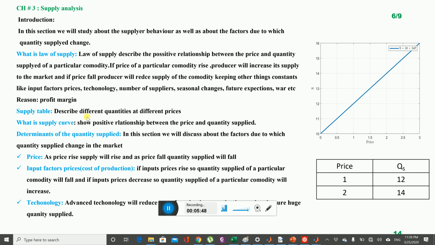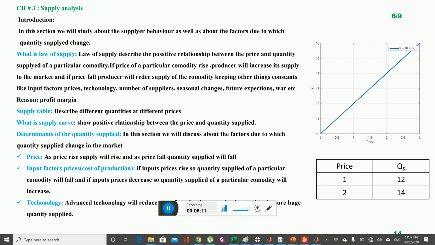The supply table describes the different quantities producers supply at different prices. As is very clear from the table, when the price is 1, the quantity supplied is 12. And when the price increases to 2, the quantity supplied increases to 14.